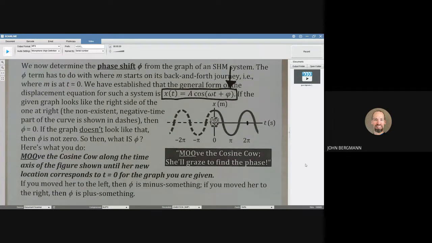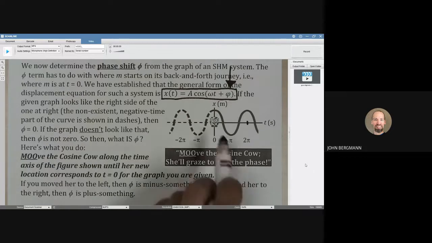But essentially what it boils down to is we start with what I call our little cosine cow, and we need to move her, and she always starts protected. You see how she's underneath the shelter here. And then we need to scoot her to the left or to the right so that she bumps into the origin of the graph that we're talking about. And if we end up scooting her to the left, then phi is going to be minus something. If we scoot her to the right, it's going to be positive something.